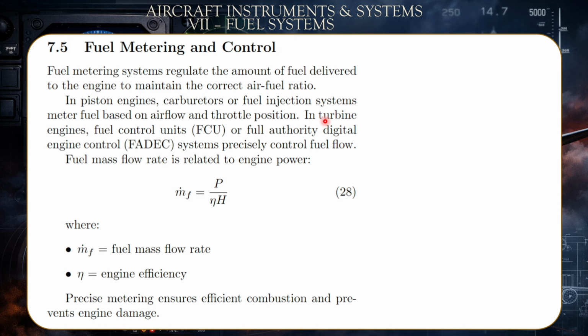However, in turbine engines, fuel control units, FCU, or full authority digital engine control, FADEC, systems precisely control fuel flow. Fuel mass flow rate is related to engine power. It's given by m_f, or denoted by MF, equal to power, engine power, divided by eta multiplied by H, where eta is the engine efficiency and H is the combustion rate of the fuel being used. Precise metering ensures efficient combustion and prevents engine damage.